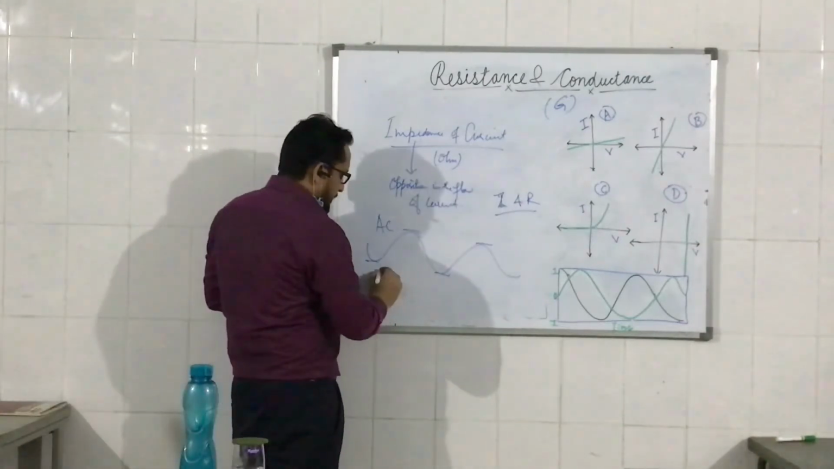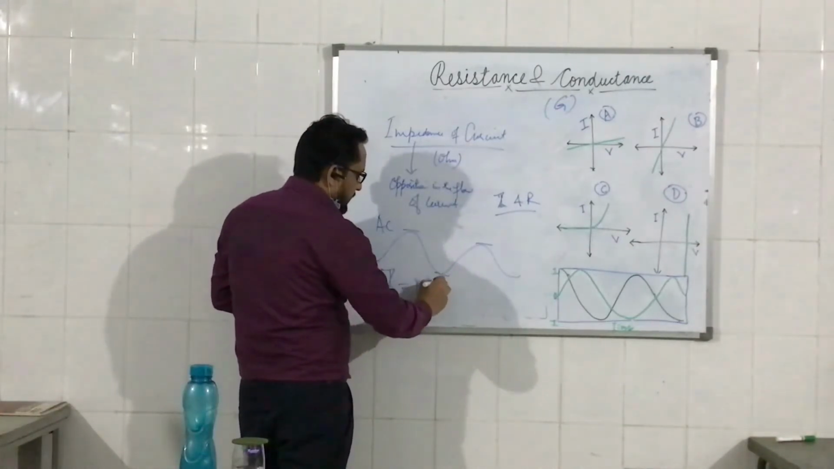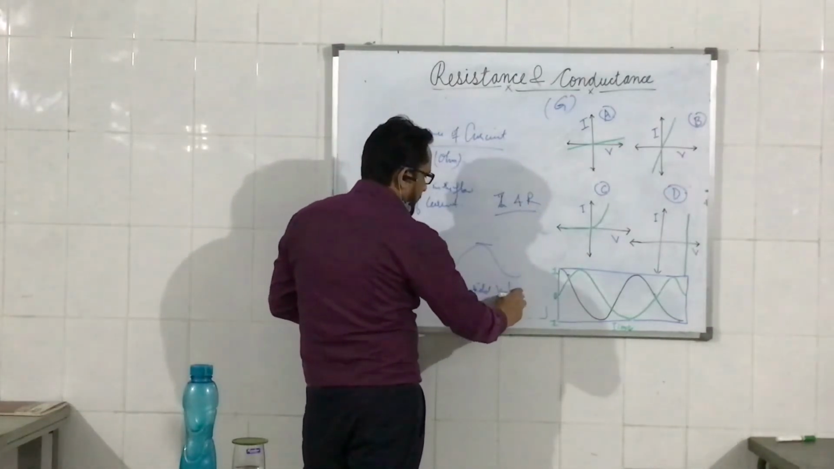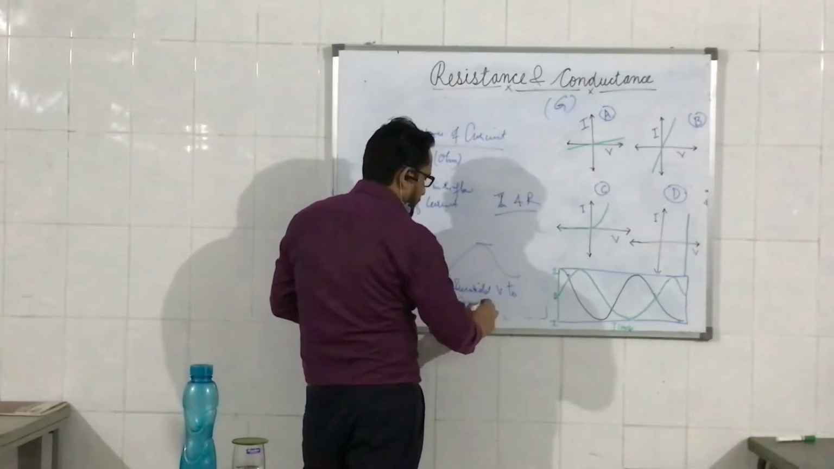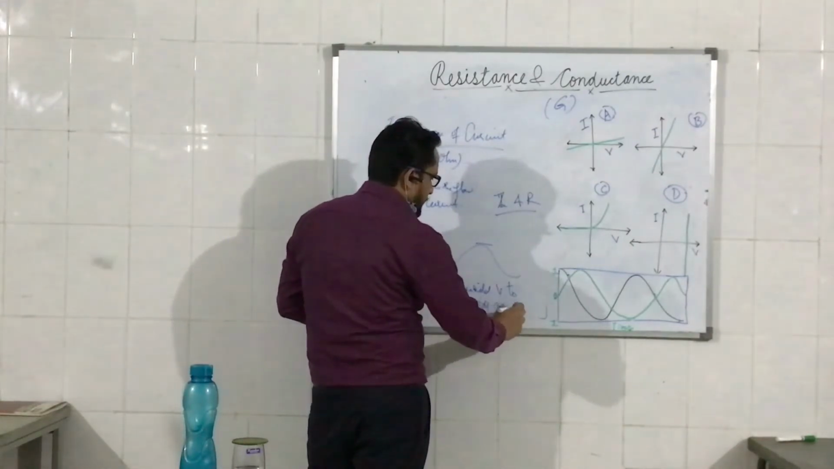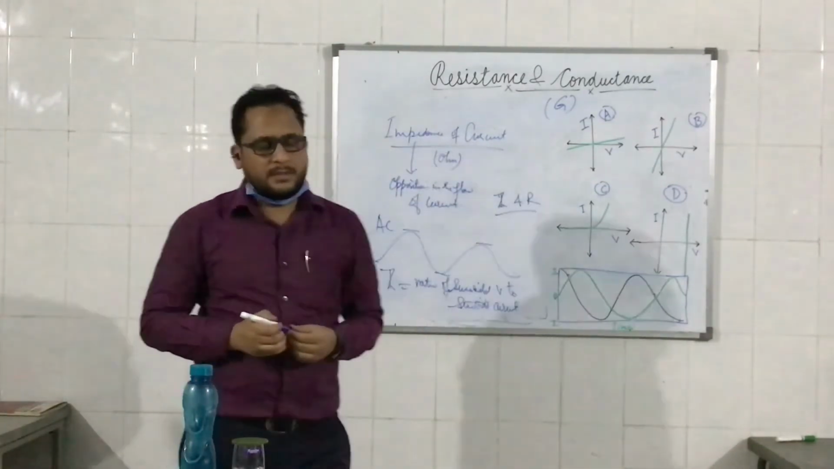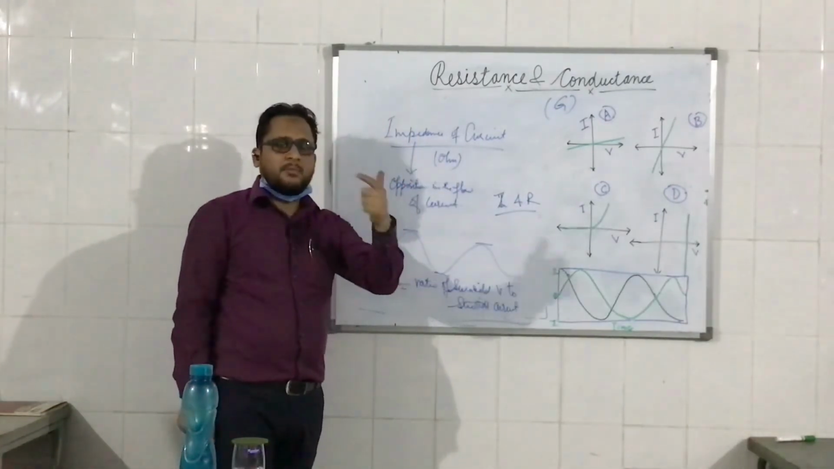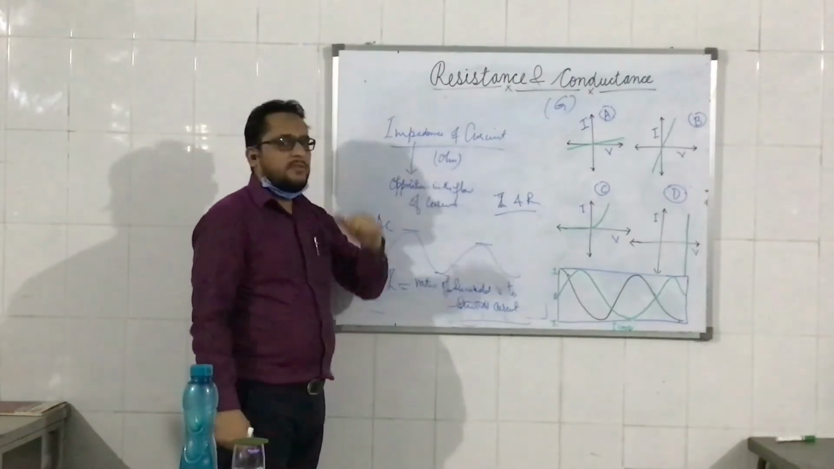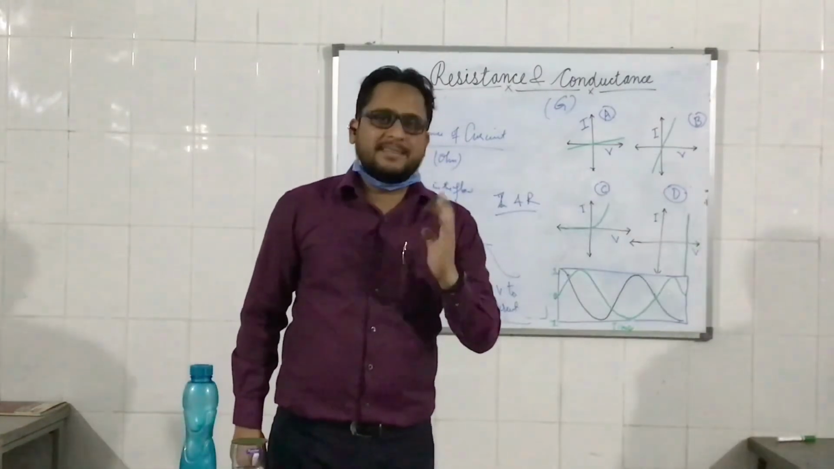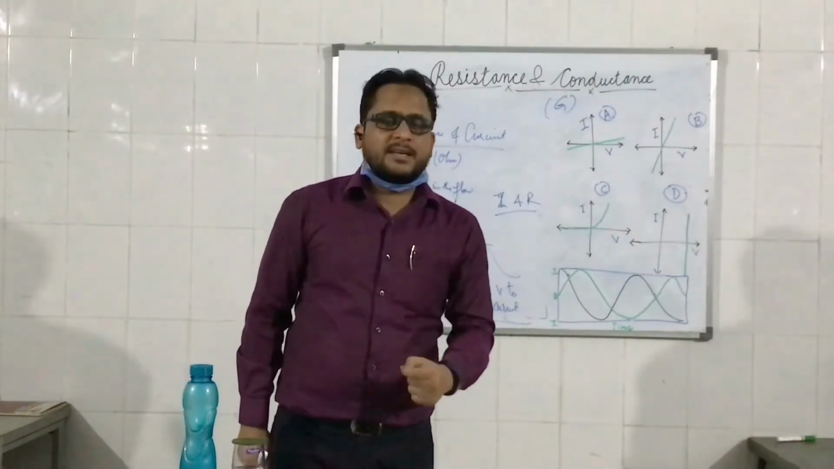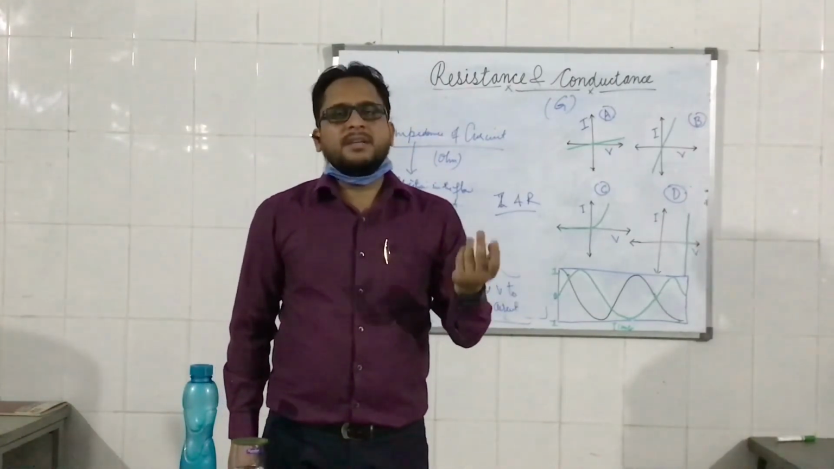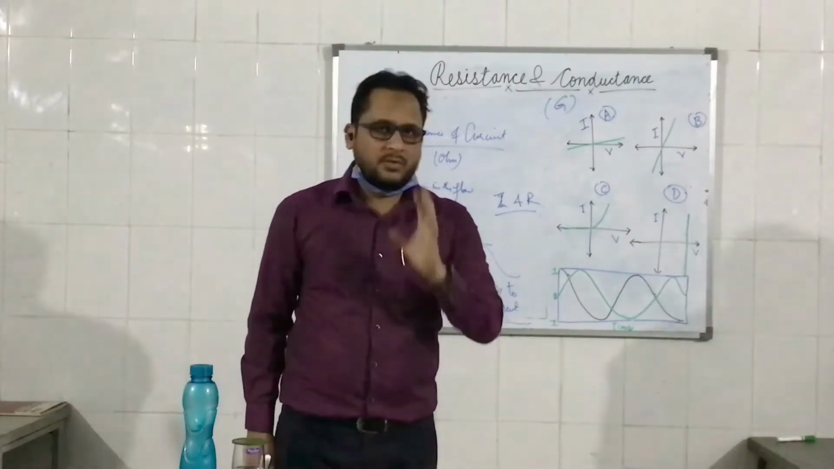Clear? Impedance Z is the ratio of sinusoidal voltage to sinusoidal current. The unit is almost the same, ohm. Clear? And its opposite, like in case of resistance the opposite is conductance, in case of impedance its opposite is admittance. And for an AC circuit, the admittance has a unit that is the reciprocal of the unit of impedance. That means ohm inverse or mho is the unit.